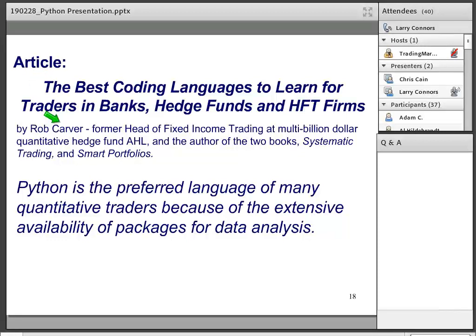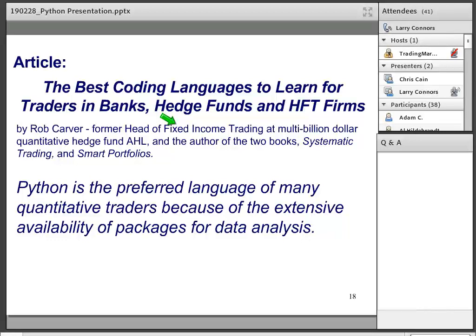This is an article that supports it even further. This is a gentleman I have a great deal of respect for. I recommended his book, Systematic Trading, in one of my books. Rob Carver is the former head of fixed income trading at AHL. AHL is a multi-billion-dollar quantitative hedge fund. Rob does some phenomenal work, and this is the book that I recommended. Rob's one of the pioneers out there, managing a lot of money on the fixed income trading side of their business.